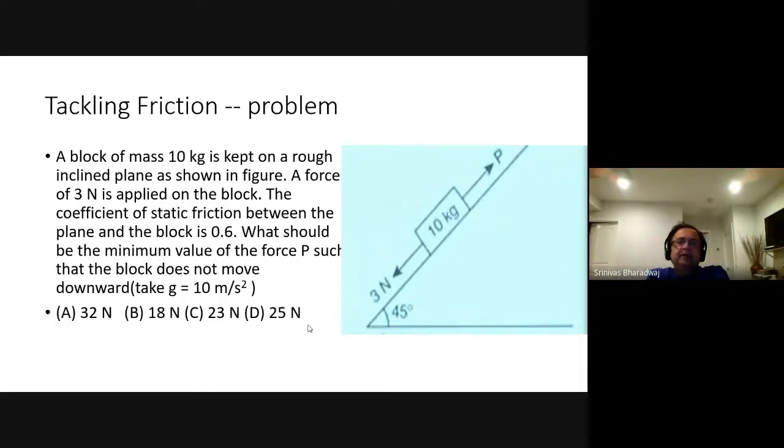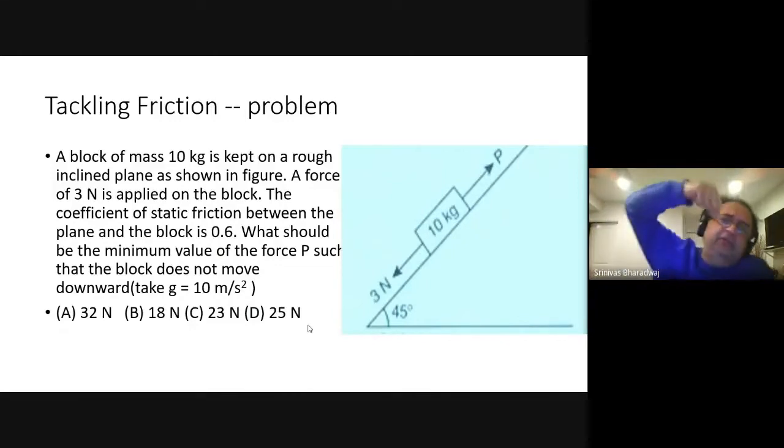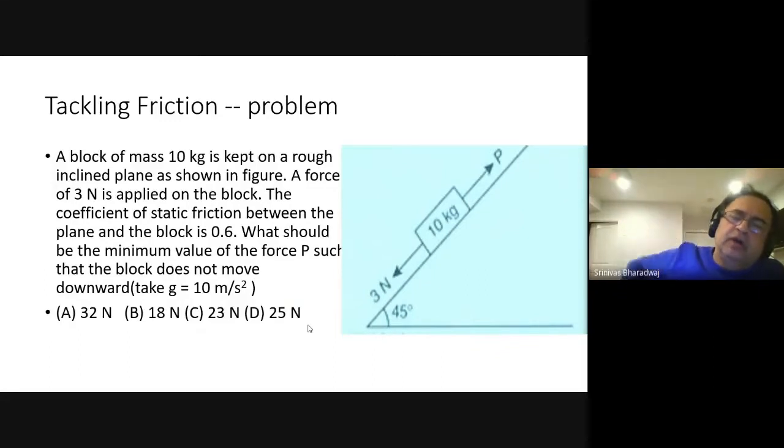So here is this question. We already looked at this question, but let us look at it again, because we want to draw the free body diagram here. A body of mass 10 kg is kept on a rough inclined plane shown in the figure. A force of 3 newtons is applied on the block. Coefficient of static friction 0.6. What minimum force should be applied such that the block does not move downward?